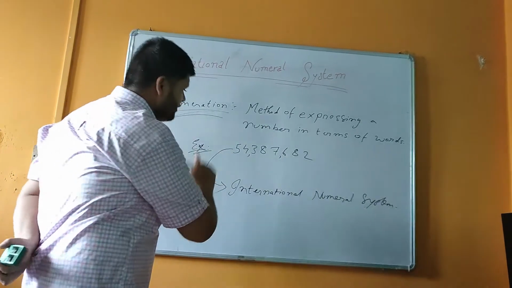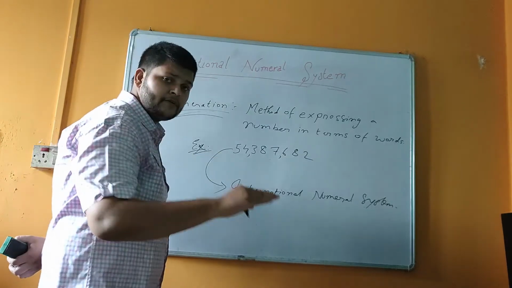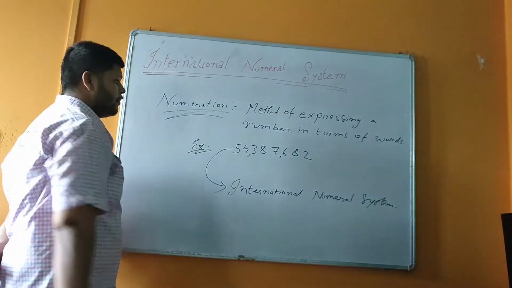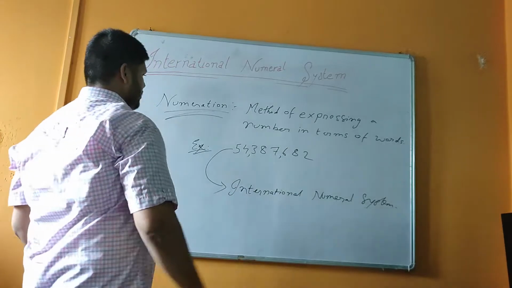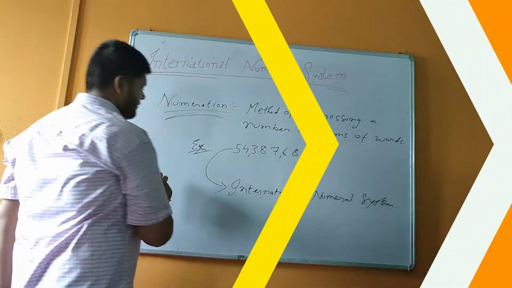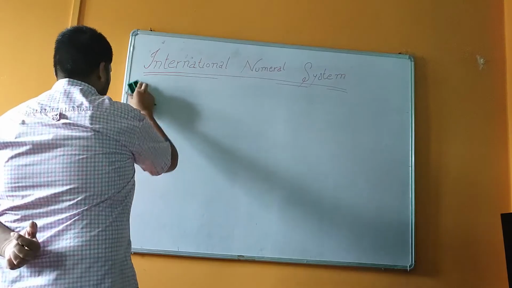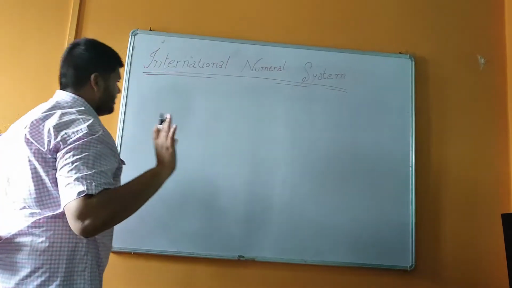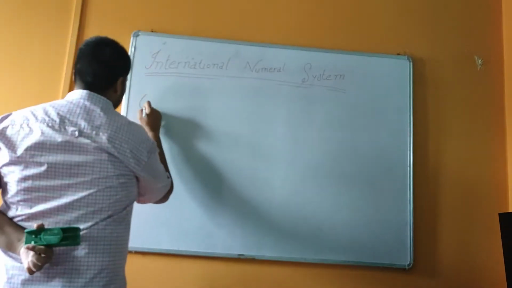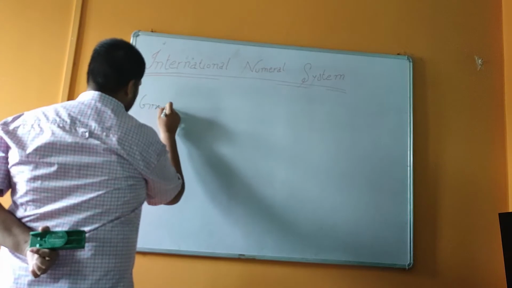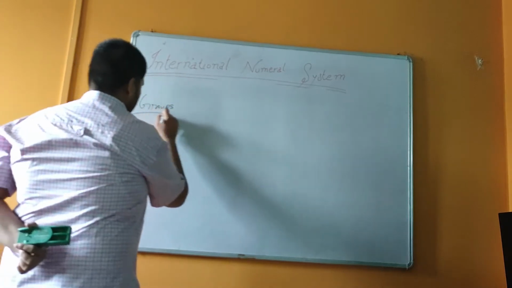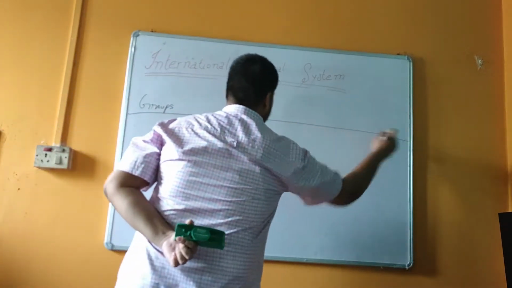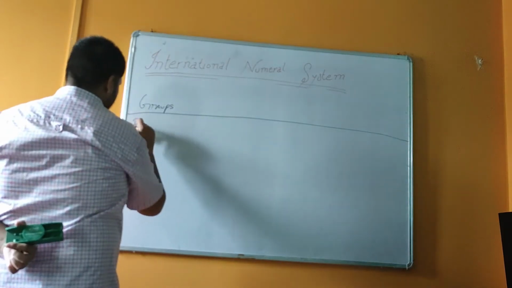But before writing into words, we have some certain rules which you need to follow with the help of a table. So I am erasing this and drawing the table. Alright, in the international numeral system, what table is there? That is groups first. This will be the groups. Then you will have the periods.